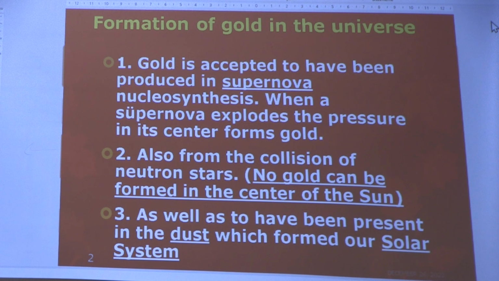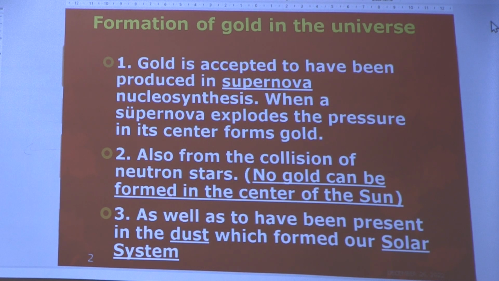And the other one is that when two neutron stars collide, during that high energy, high pressure, the elements equal to or smaller than iron fuse to each other, and then they produce gold, platinum, silver, etc.